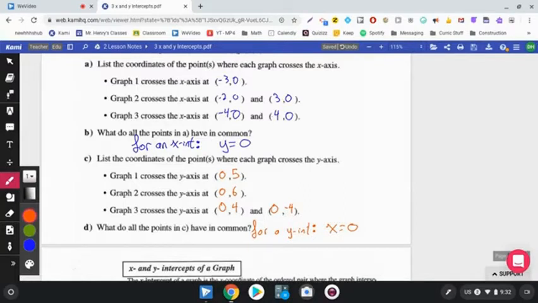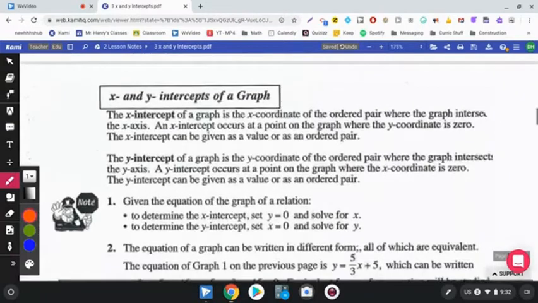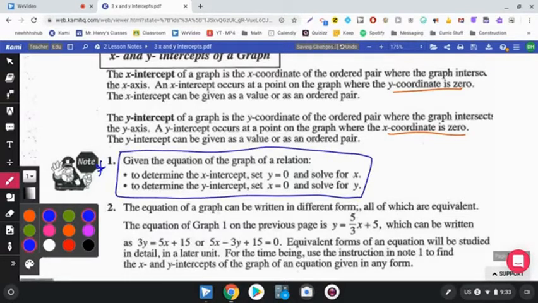Okay? And if we jump to the next page, that's kind of what it outlines. It says the x-intercept is the x-coordinate where it intercepts with the x-axis for sure, and the y-coordinate is 0. Conversely, the y-intercept is where we cross the y-axis, and the x-coordinate is 0. So down below, this is huge. Number 1 here: given an equation of a graph of a relation, if I want to determine an x-intercept, I set y equal to 0 and I solve the rest.